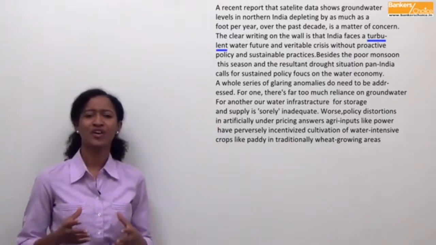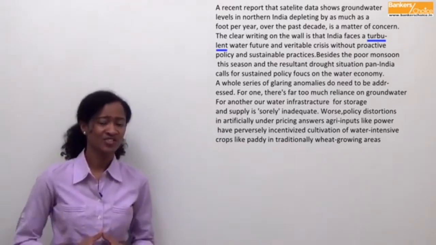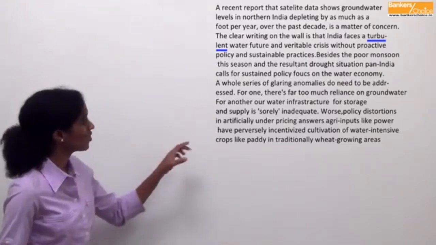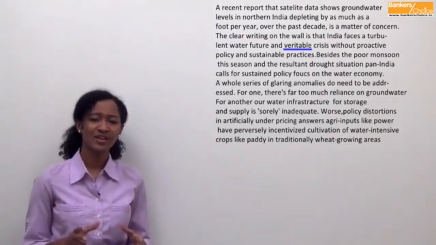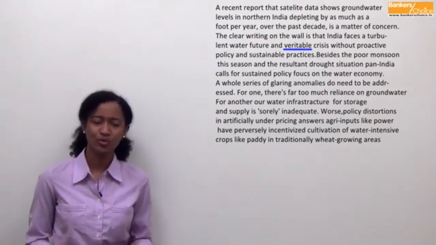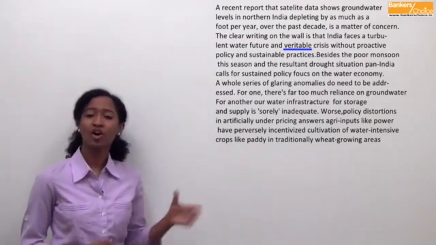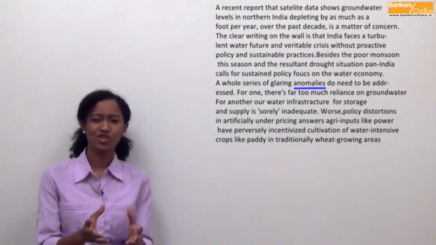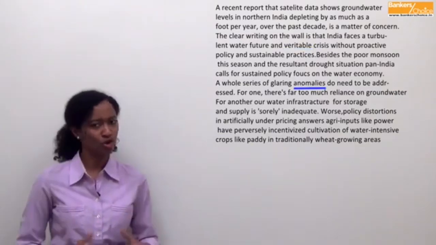It causes some sort of unrest. Just imagine in the future, if you're going to have inadequate water, that's disturbing news, correct? And what about veritable? Veritable crisis. What does veritable mean? It's a real crisis. It's a crisis that's extremely genuine, right? And what about anomalies? Well, anomalies is deviation or departure from the actual or common form or rule or order, right?